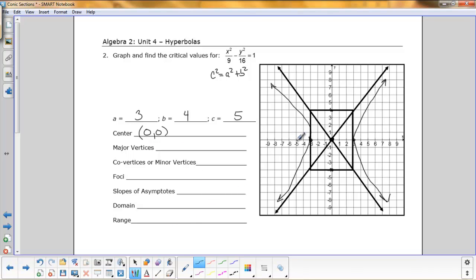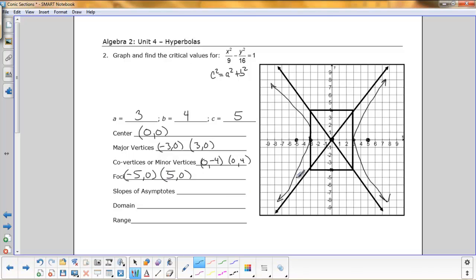I'll go ahead and fill in my foci, even though I did not fill those in on the previous one. I should have. They will be outside of the fundamental rectangle. The major vertices are going to be on the transverse axis at -3, 0 and 3, 0. Your co-vertices are going to be located on the conjugate axis at 0, -4 and 0, 4. Your foci will be located at -5, 0 and 5, 0.